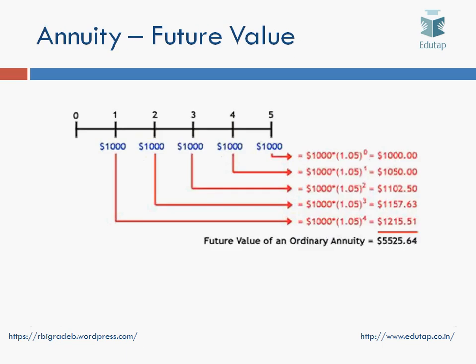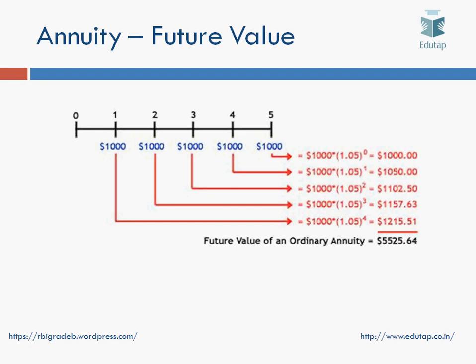Now we will discuss annuities, and we will see how to calculate the future value of annuities. First of all, do not get confused by the red part in this slide. Consider just the 5 years written at the top, 1, 2, 3, 4, 5, and each year a person is investing 1000 rupees.